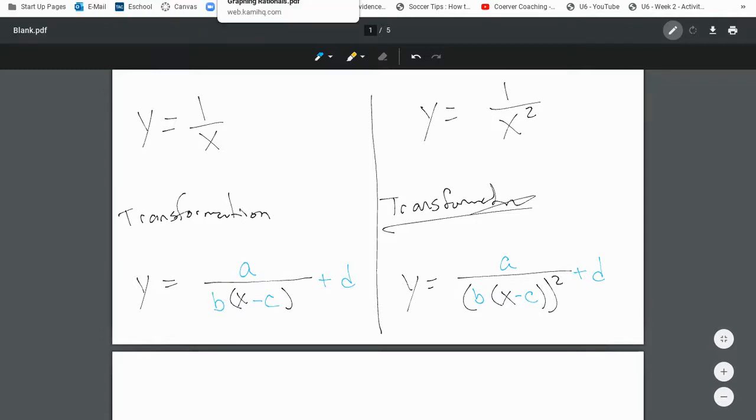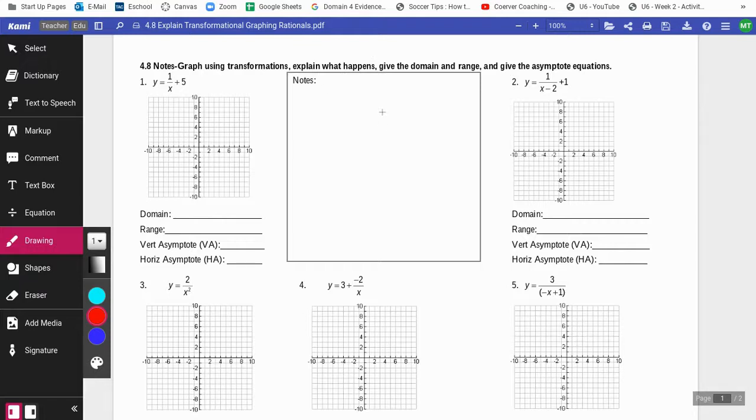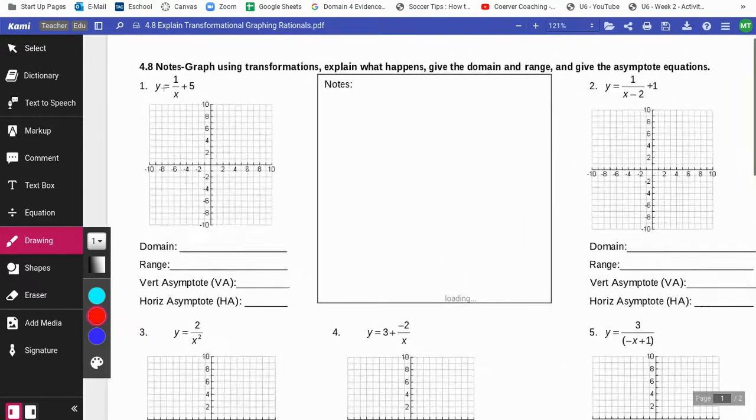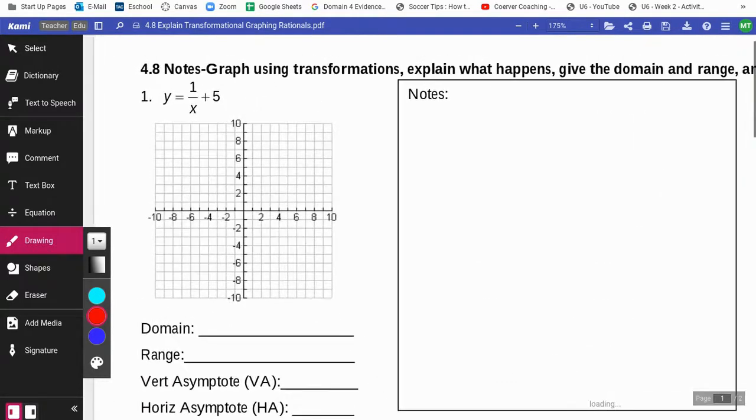All right, that brings us to our notes right here. A few things we're always going to look at are domain, range, vertical asymptote, and horizontal asymptote. I'm going to do 1 and 2 first, and then we'll summarize some things in just a second. Let's look at number 1 right here. Again, this is 1 over x, and then it has a plus 5 here.